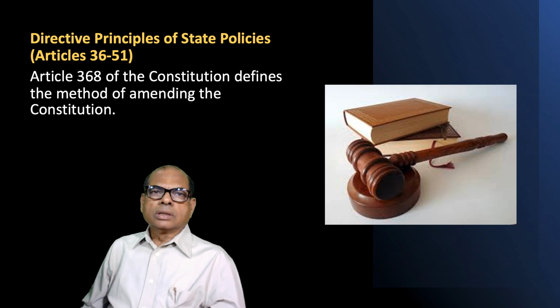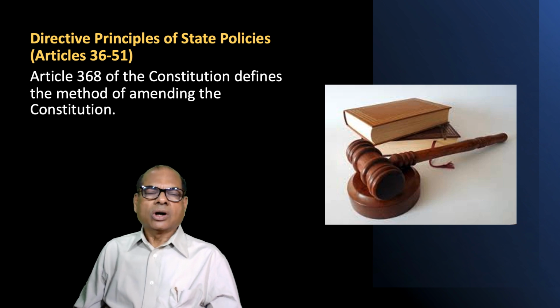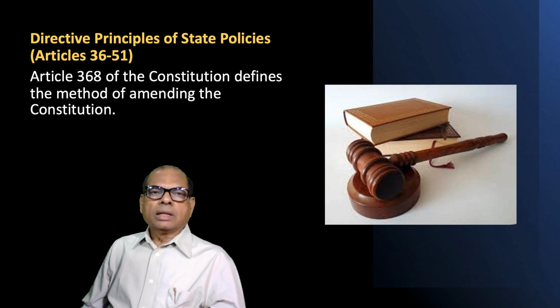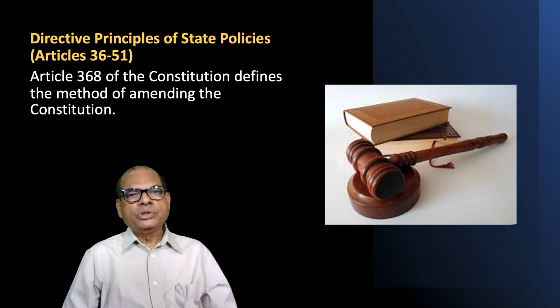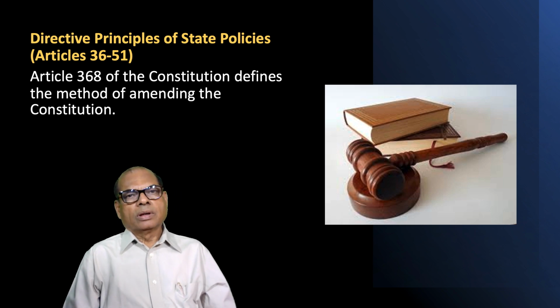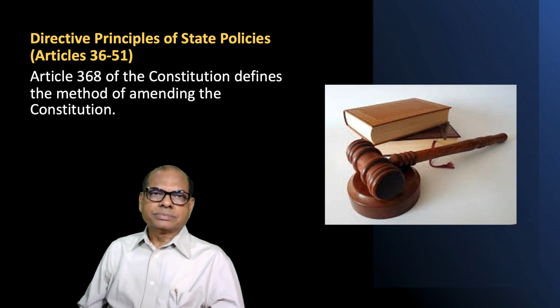These directives are given to the states by the Constituent Assembly. Why? Because the Constituent Assembly thought that though they have framed the Constitution, they cannot make provisions about the future of the country, about the future of democracy. But at the same time, they can give some directives which will be useful for the states to implement in future. And therefore, these directives are given.